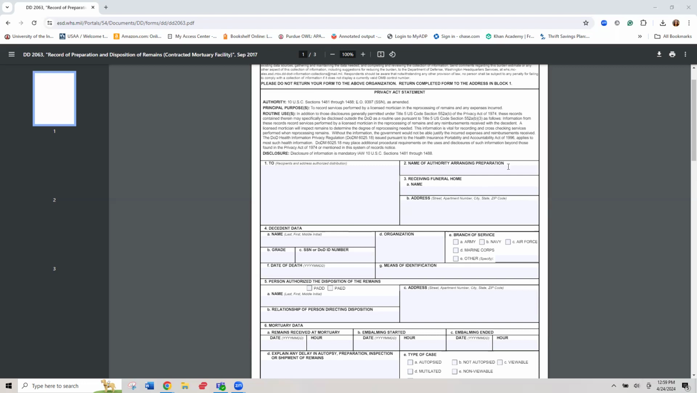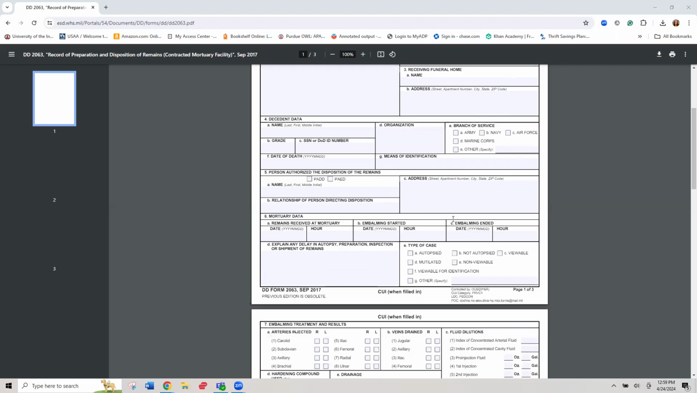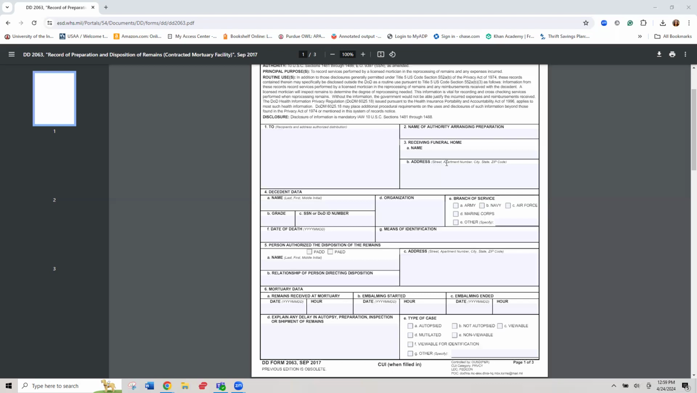The name of authority arranging preparation. Now here you would say Navy Mortuary Affairs, and I would put the name of the person who is arranging and coordinating and requesting your services. That's who needs to go here. And then what organization do they represent? Okay. If you are using this for strictly a civilian situation, maybe you would put the name of the legal next of kin, who's the authorizing agent, in this section. Your funeral home is going to go in here under receiving funeral home and address. Okay. That's going to be you.